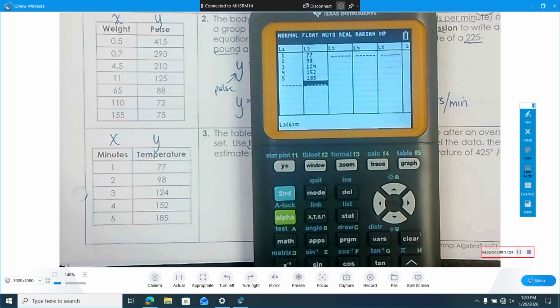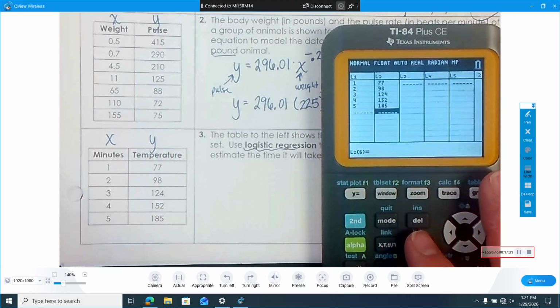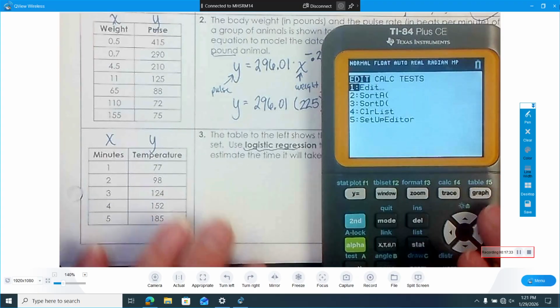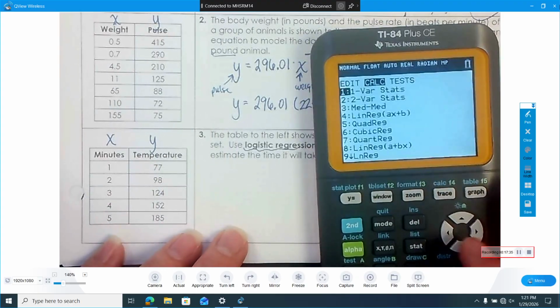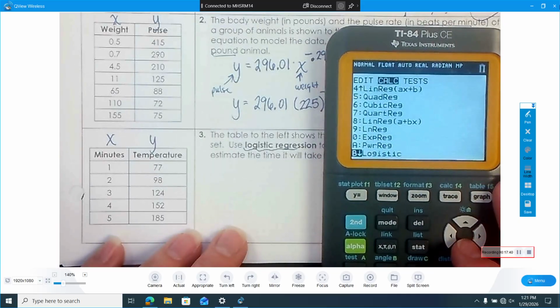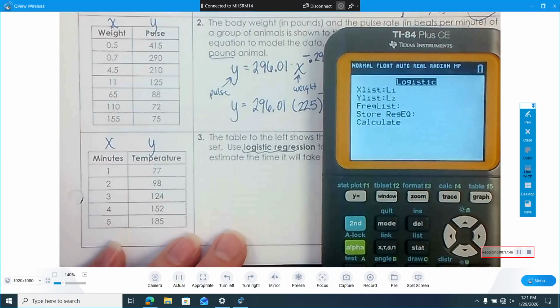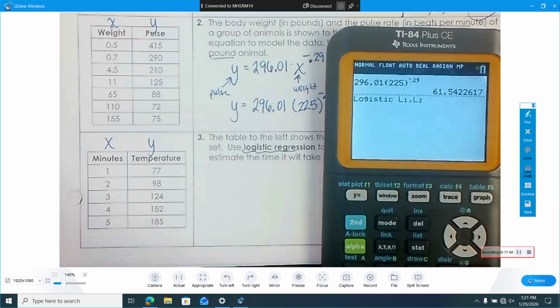All right, did you get your data entered? Yep. All right. And then we want to go back to Stat and calculate, which one? Logistic is letter B, logistic equation. Enter. Oh, I think I killed it. You can't enter too many. Yeah. And then you gotta wait and let it load.